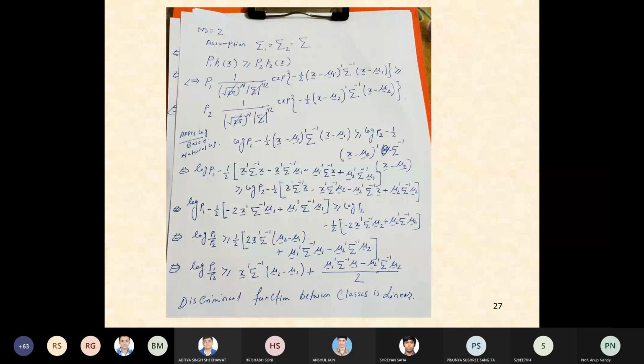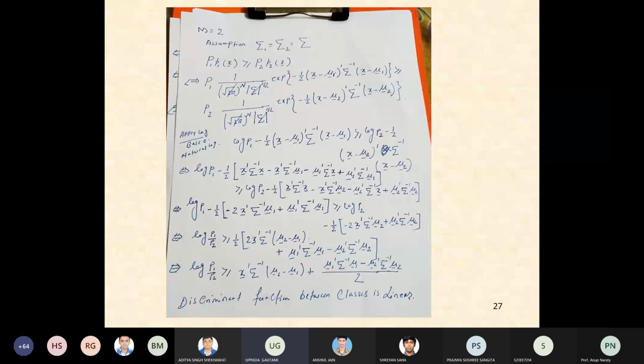Now 1 by root over 2 pi to the power n and sigma to the power half: because sigma 1 and sigma 2 are both sigma, it will be cancelled out on both sides. Now you take the logarithm, the natural log, meaning its base is e, not base 2. So now your base is e. Now we are going to have log p1, of exp of these things, and these things will come up.